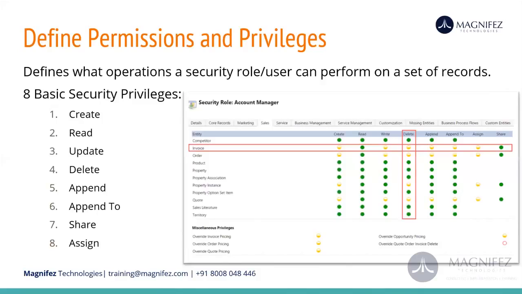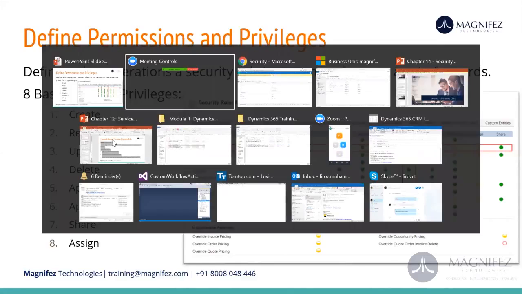If I need to link a contact record to an account record, I need these 2 privileges. I need the append privilege on account, and then I need the append to privilege on the contact record. If I need to add a note to an account record, I need the same thing. The idea is very simple. If you need to link 2 records together, there needs to be a relationship already built between these 2 entities at the entity level.